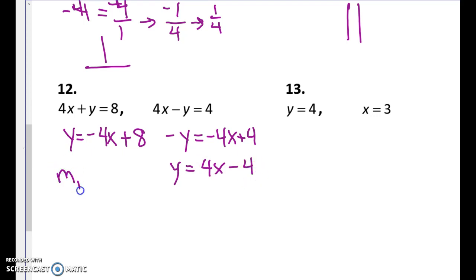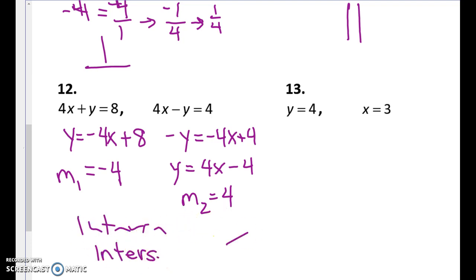So here, again, M1 equals -4, or M2 equals +4. Now, if you look, they have the opposite signs, but they are not reciprocals, so these lines are intersecting. Beautiful. All right, let's look at 13.